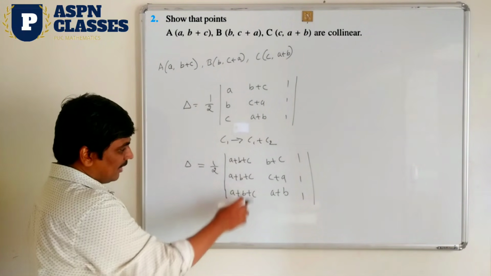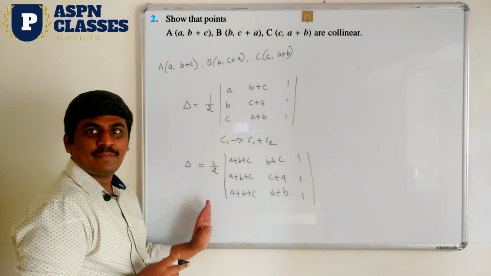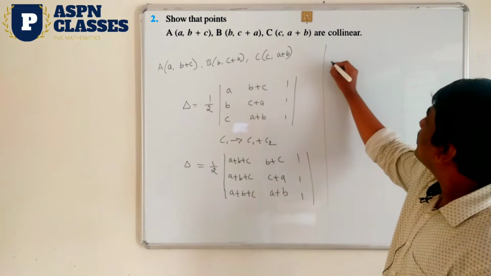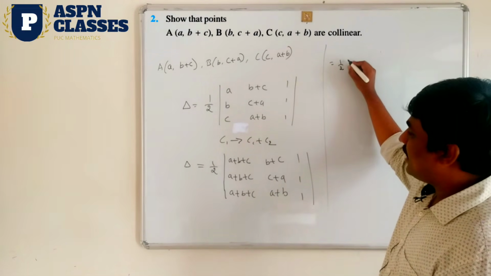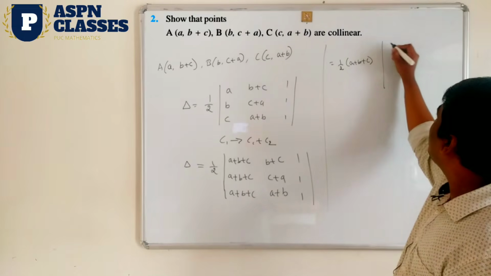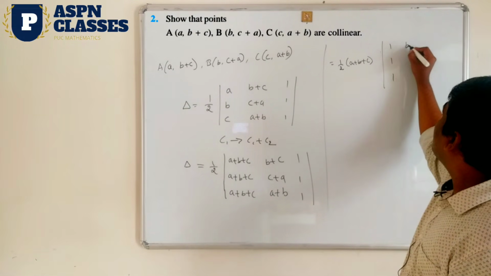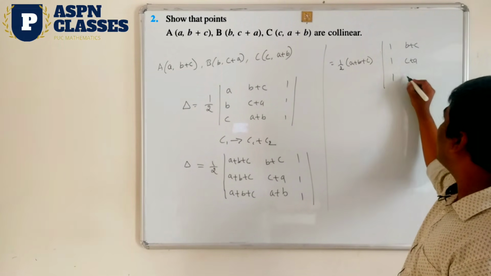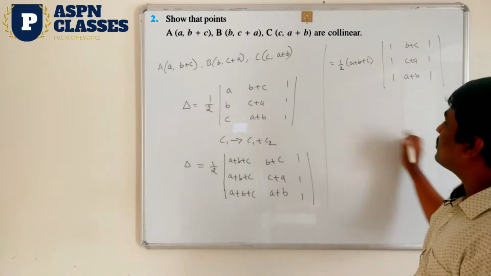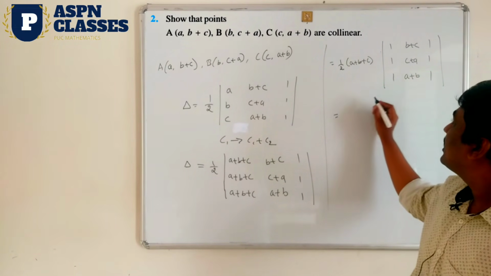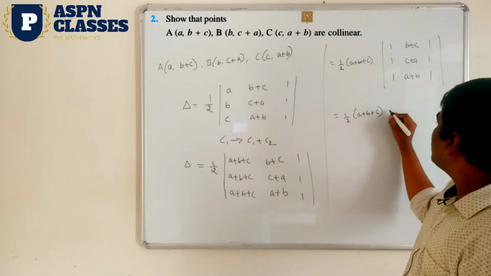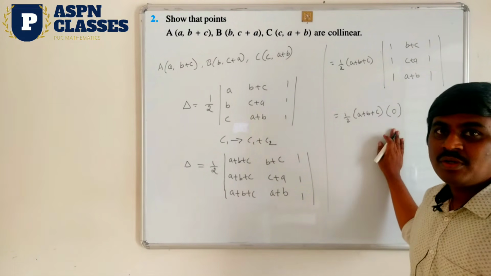After that you take out the column 1 common factor A plus B plus C. What do you get as the remaining answer? Here 1 by 2 is already there, and that common factor I am going to take here, 1 A plus B plus C as a common factor. Here 1, 1, 1. Here B plus C, C plus A, and A plus B. Here also 1, 1, 1. So after that you write it here directly, the result 1 by 2 into A plus B plus C into 0. Why is it 0?